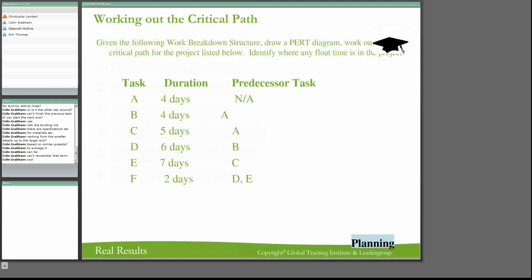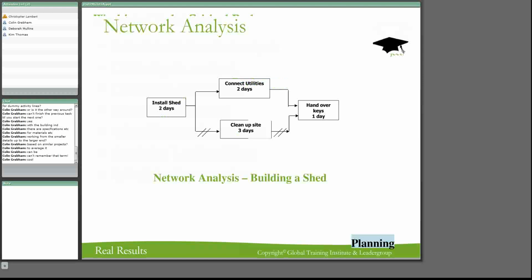Now, let me try and see if I can do this from here. Let's look at this and try to work out a critical path for it. If we are given the following work breakdown structure, and we had to draw a PERT diagram on it, we'd be able to identify what we call slack time or float time. This is time that we would be able to utilize to benefit and to mitigate some of the risks of the critical path. All right, so let's look at what the diagram would look like.